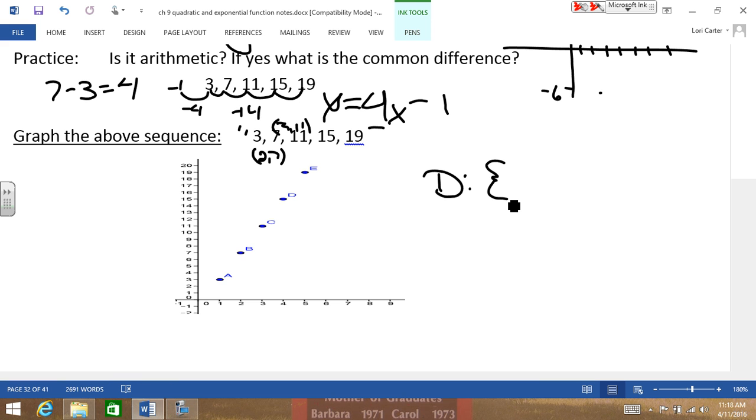What does it do? What could x equal? X can equal 1, 2, 3, 4, and 5. That's all x can equal. Oh, so that's why you can't draw the line.